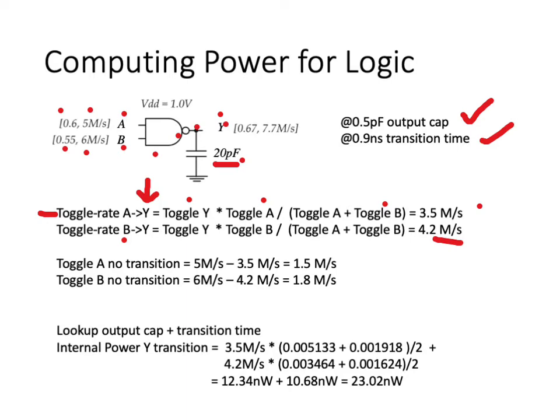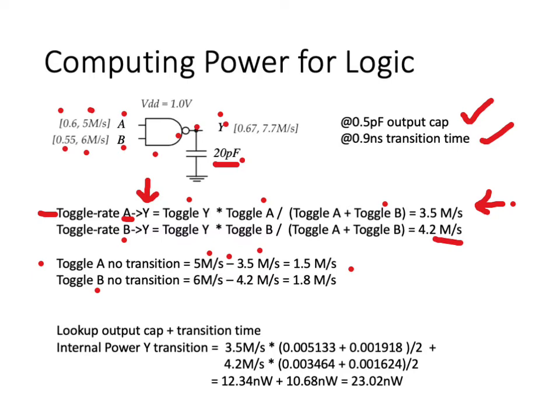And we can then estimate the number of toggles in input A that do not result in a transition at the output. That's given by the total toggle rate of the input minus the toggle rate of the output that is dependent on the toggles of the input. So there are 1.5 million toggles of signal A that do not result in any toggling of signal Y, and on average 1.8 million toggles per second of input B that do not result in any toggling of the output Y.